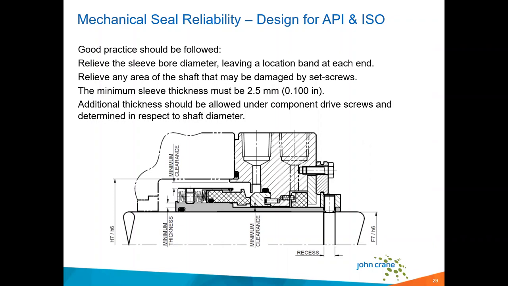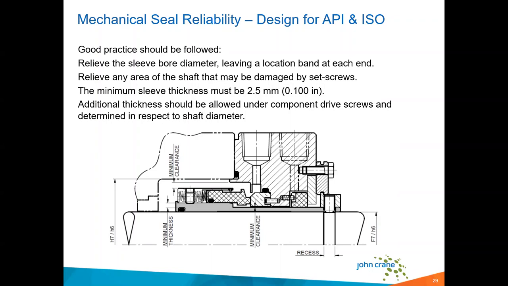This is just another example looking at some good practices, specifically in regard to the sleeves. Looking at the sleeve of the mechanical seal, anywhere that the shaft could be damaged by removing the set screws, you try to relieve that area to help facilitate seal removal, and that's shown by that recess here in the diagram.